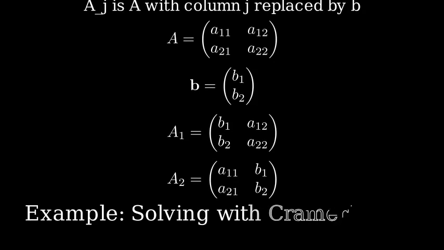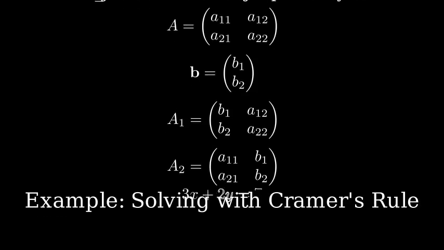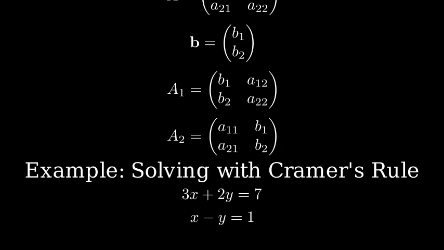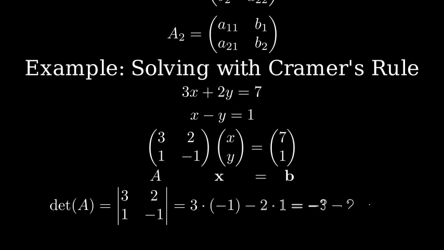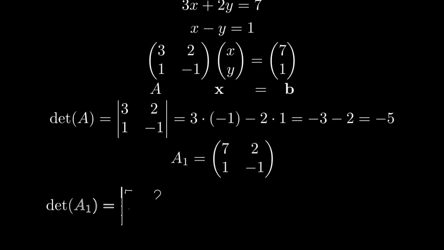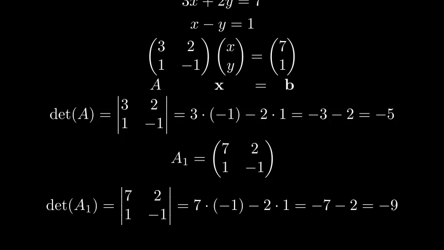Let's solve a 2 by 2 system using Cramer's rule. Consider the system: 3x plus 2y equals 7 and x minus y equals 1. First, we write this in matrix form with coefficient matrix A, variable vector x, and constant vector b. Next, we calculate the determinant of A, which is 3 times negative 1 minus 2 times 1, which equals negative 5. Then, we create A sub 1 by replacing the first column of A with b. Its determinant is 7 times negative 1 minus 2 times 1, which equals negative 9.